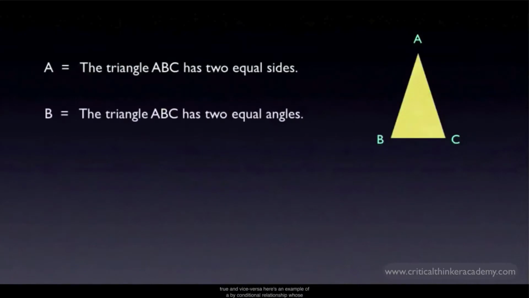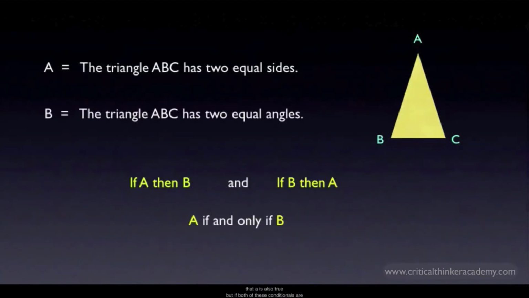Here's an example of a biconditional relationship whose truth is obvious. Let A be the claim that the triangle ABC has two equal sides. Let B be the claim that the triangle ABC has two equal angles. It's clear that if A is true, then B is also true. The sides AB and AC are equal. From the diagram, you can see this requires that the angles at B and C must also be equal. And it's also clear that the converse is true as well: if a triangle has two equal angles, then it also has two equal sides. So if B then A is also true. But if both of these conditionals are true, then we can say that A is true if and only if B is true, and vice versa.